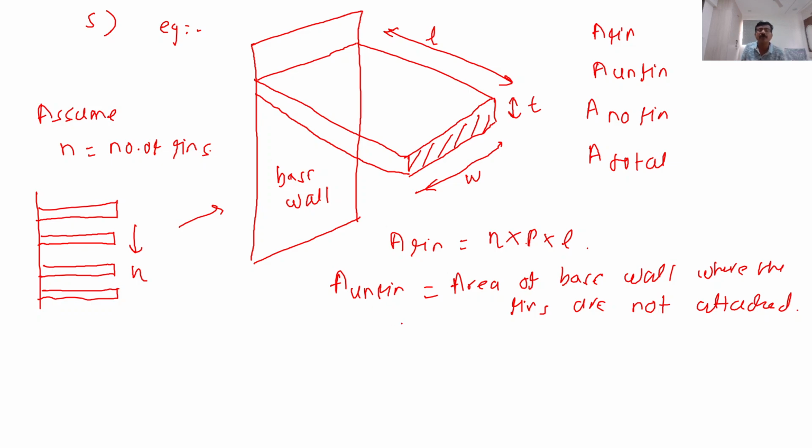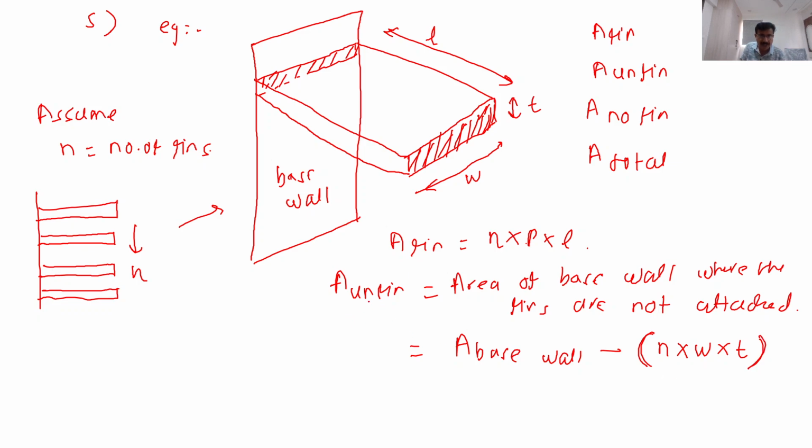So students, can you find it out? Yes, it is easy. How? It is area of the base wall minus N into W into T. W into T is what? You can see this is the tip area. It is equal to the base of the fin, same. So W into T, and how many fins are there? N fins are there. So N fins are attached to the base, and this is the total shadow area.